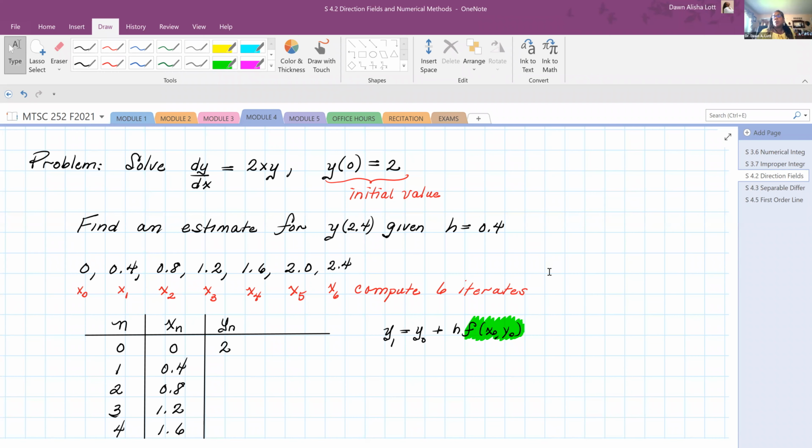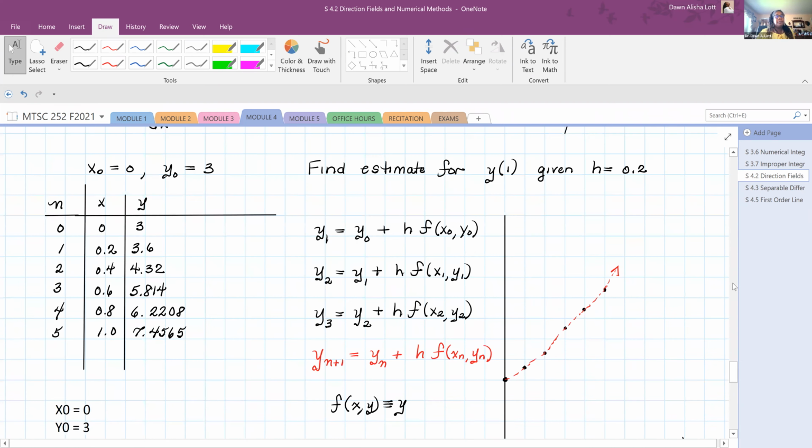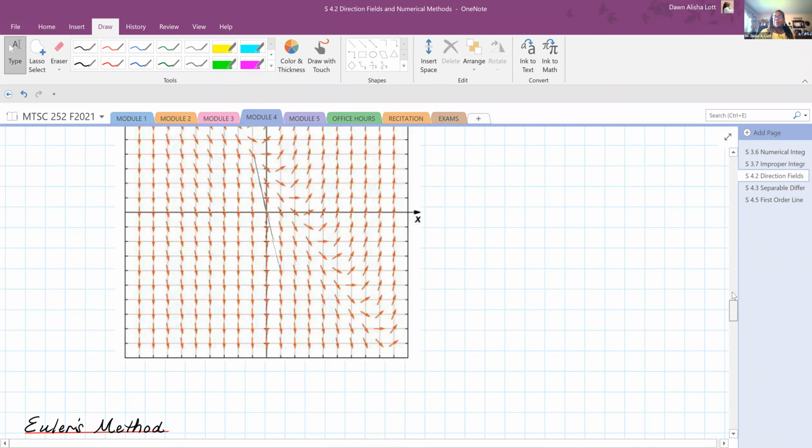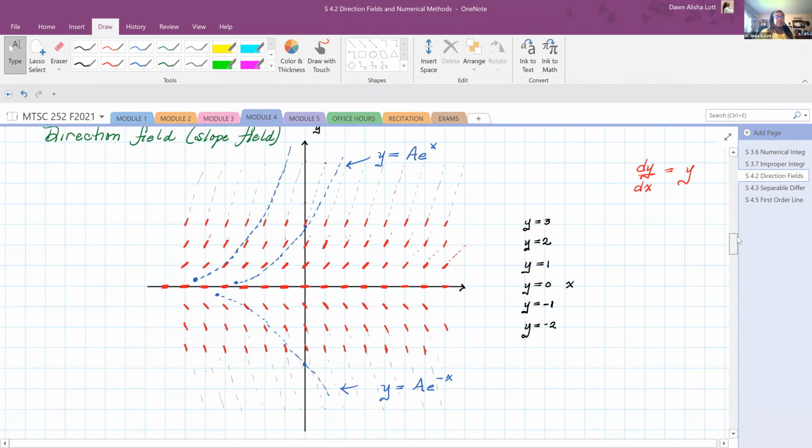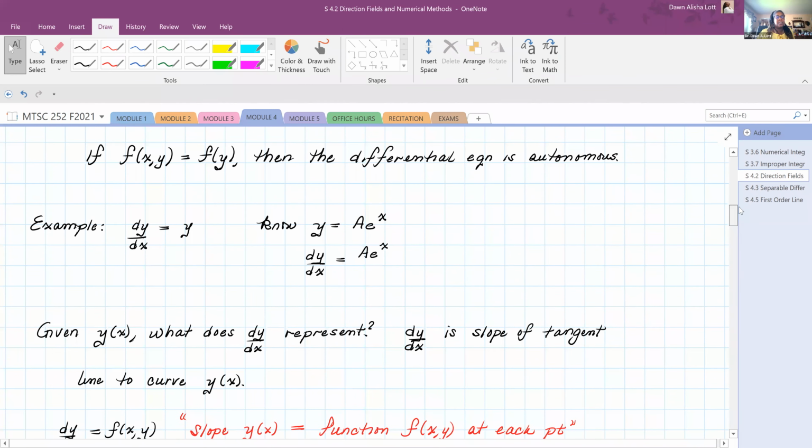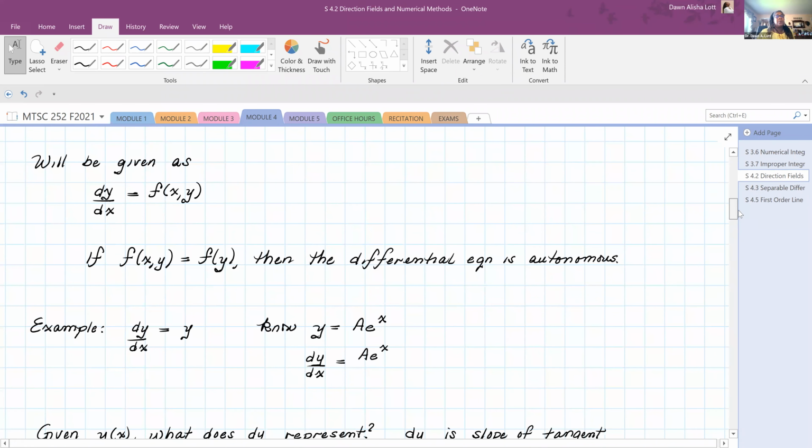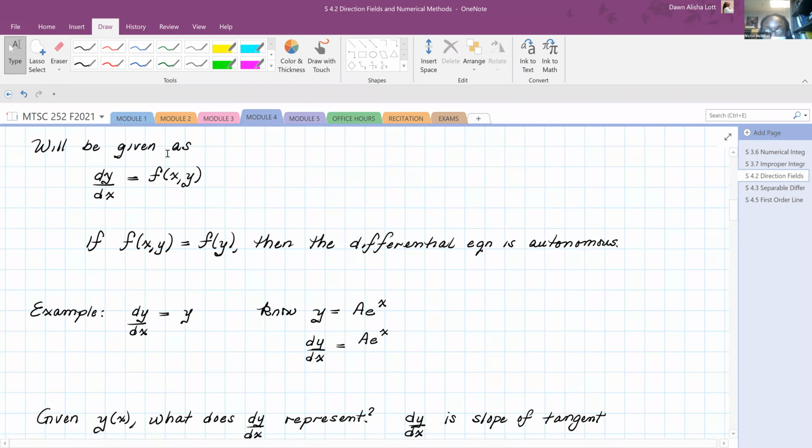Okay. Let's go all the way back to before we did Euler's method, to the very beginning. And we said we will be given a differential equation.